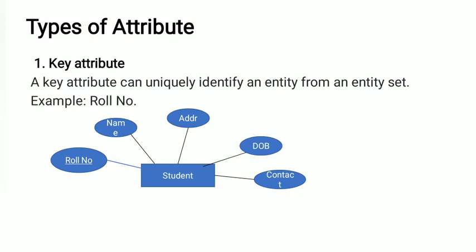Second one is a composite attribute. An attribute that is a combination of other attributes is known as a composite attribute. Here the example of a composite attribute is name, student name. It is further decomposed into first name, middle name and last name. It is called a composite attribute.